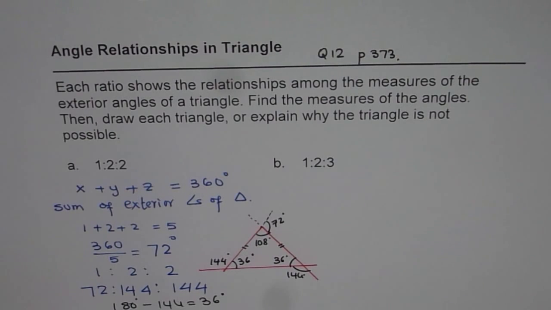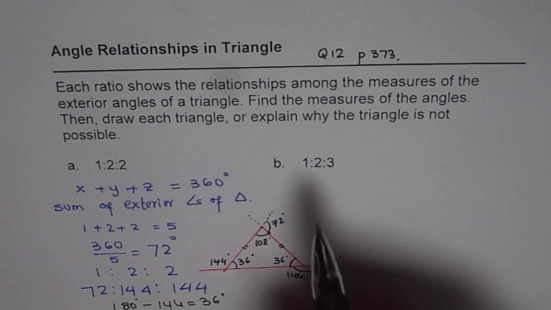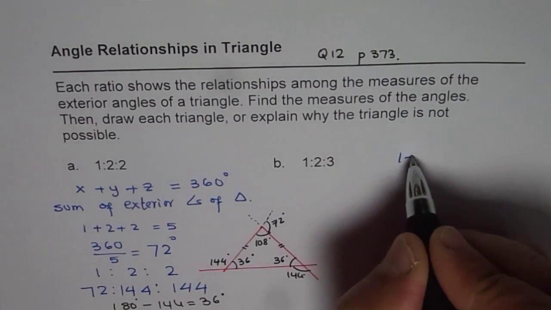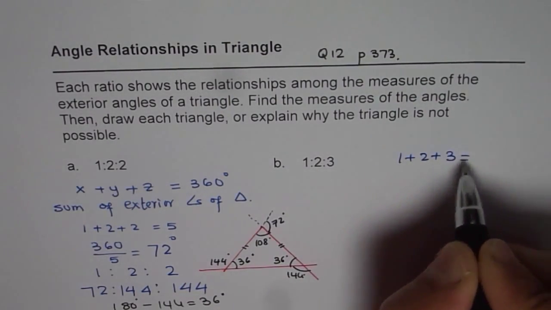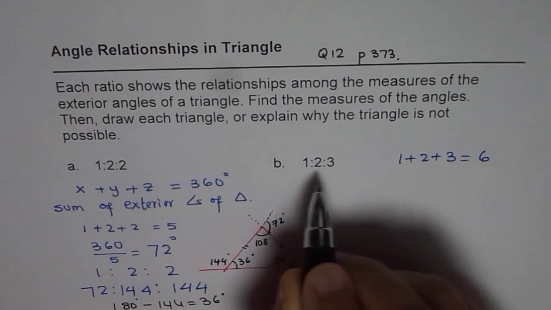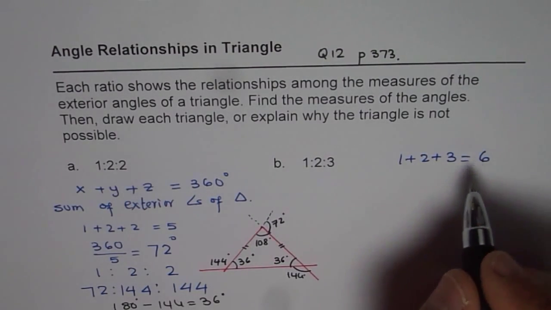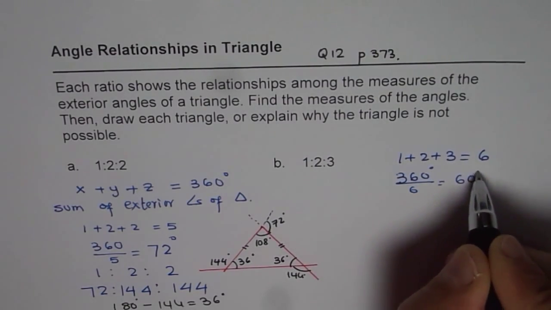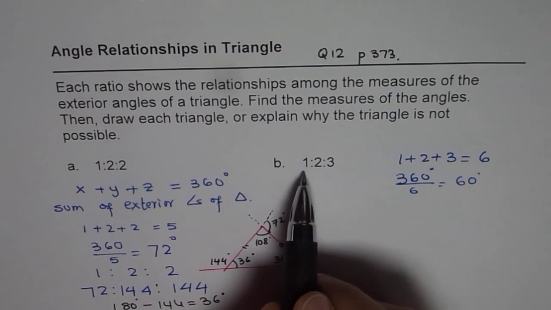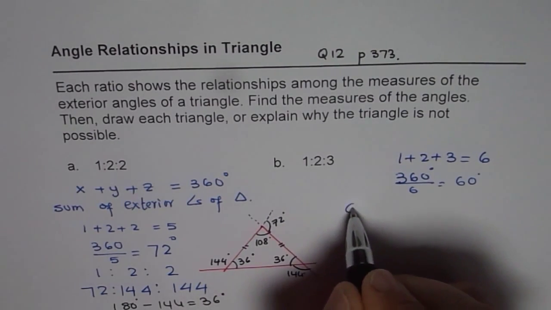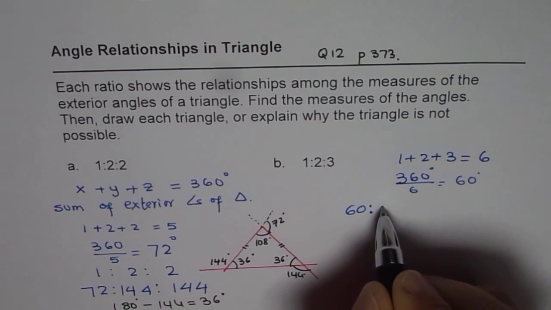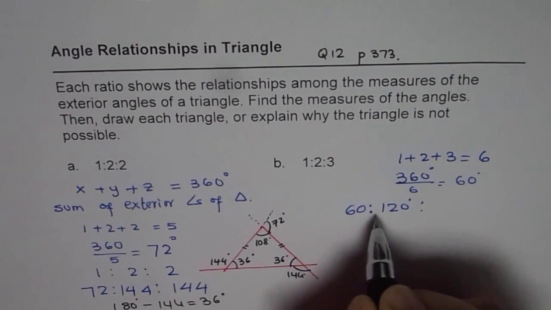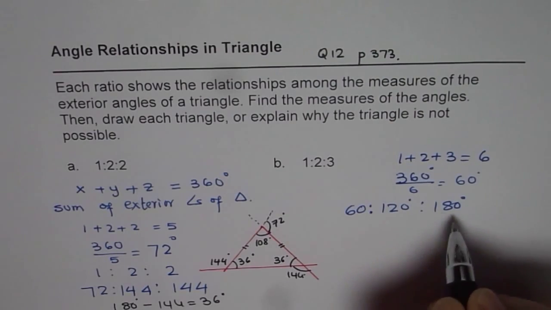Let's do the next one now. Part B is that the exterior angles are in the ratio of 1 is to 2 is to 3, right? Since the ratio is 1 is to 2 is to 3, let's add them all. So we'll have the same strategy. If you add them, we get 6. So 6 is the number of parts we should divide 360 by. So 360 degrees divided by 6 gives us 60 degrees. So if I have to write the angles in the ratio 1 is to 2 is to 3, then it should be 60 degrees, 2 times 60 is 120 degrees, and 3 times 60 is 180 degrees.